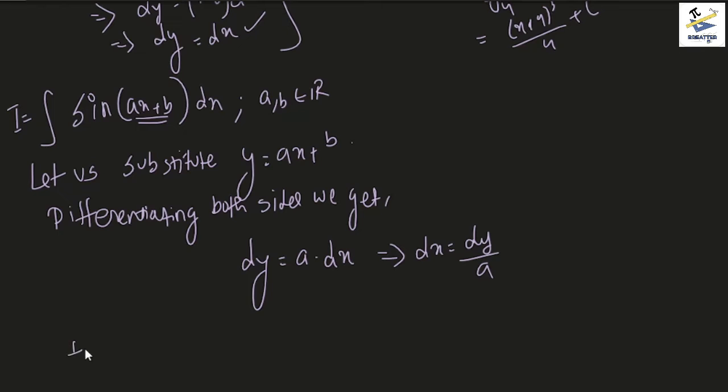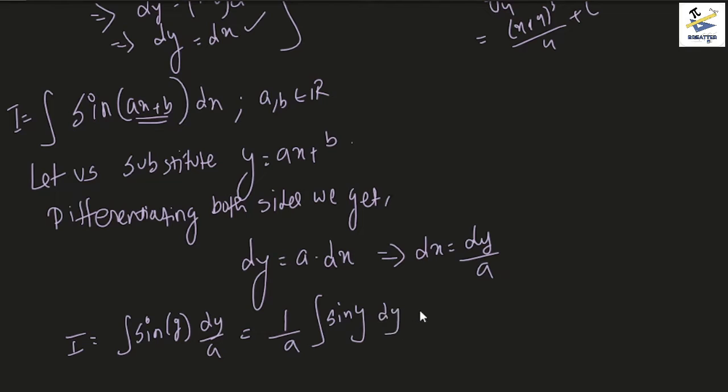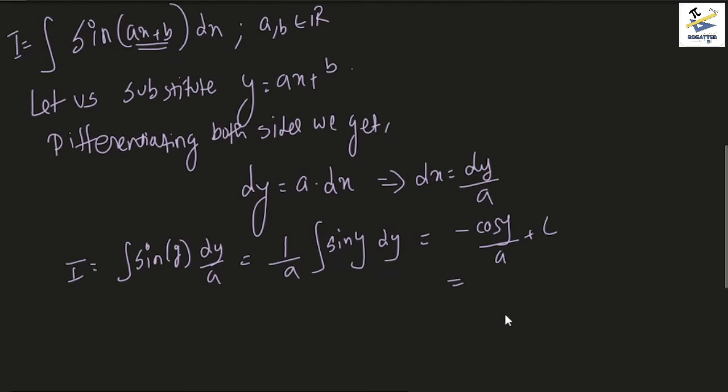Now this would turn our integration into something like this. It would be sine of y, because ax plus b is y, and dx would be dy by a, and this would give you 1 by a times the integral of sine y dy. Now we know the integration of sine y is just minus cos y, so the answer would be minus cos y by a plus c. And it's time to put back the variable which we substituted, which would give us minus cosine of (ax plus b) by a plus c, which is the answer for our integration.